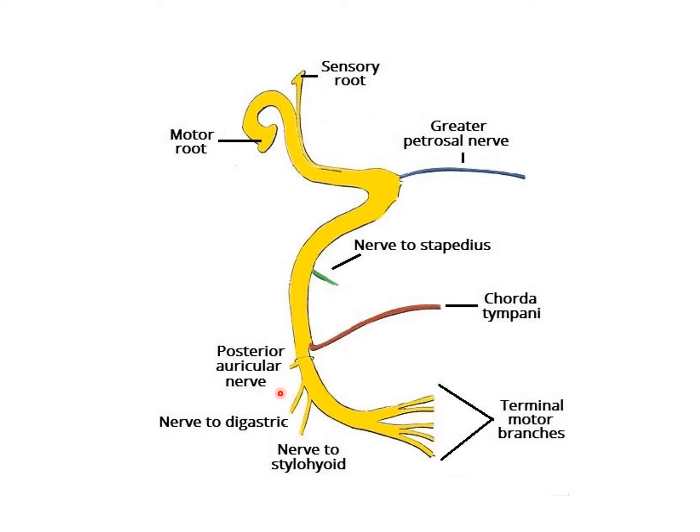And then the facial nerve gives off three other branches: the posterior auricular nerve, the nerve to digastric, and the nerve to stylohyoid after exit from the stylomastoid foramen. And then it enters the parotid gland to give off its terminal branches on the face, which are the temporal, the zygomatic, the buccal, the marginal mandibular, and the cervical branches.